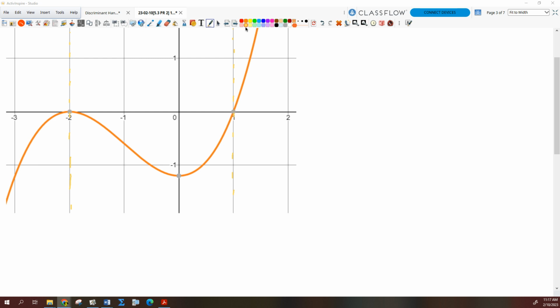What's going on at +1? It's going to be a minimum, isn't it? It goes from decreasing to increasing, right? Negative derivative to positive derivative. So it's got to be something like that. What's going on at -2? It's got to be an inflection, doesn't it? It goes from decreasing to decreasing, right?